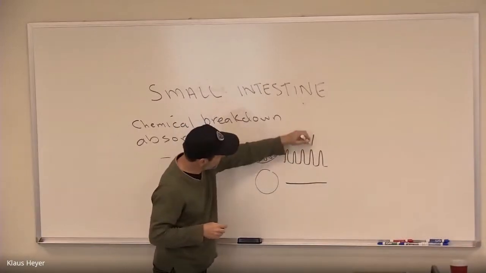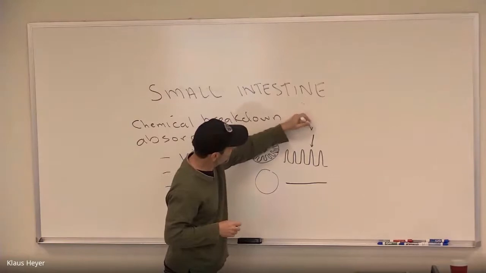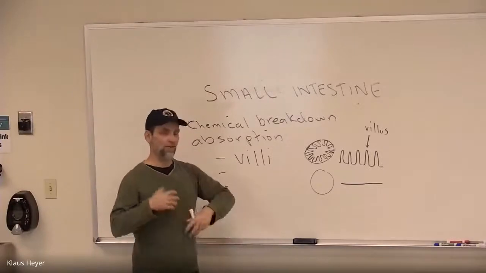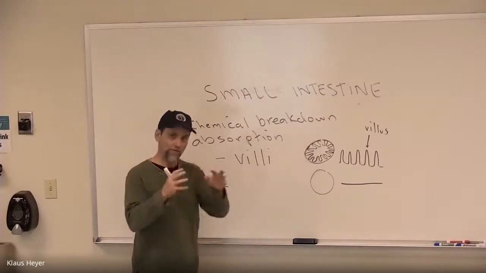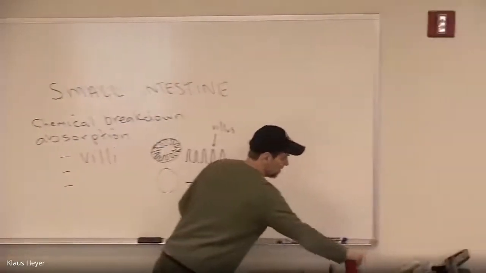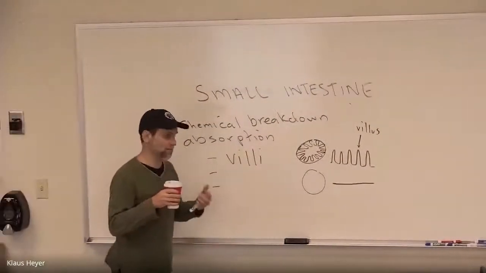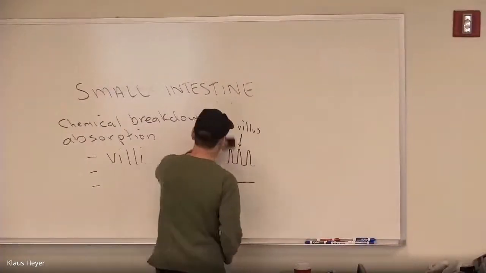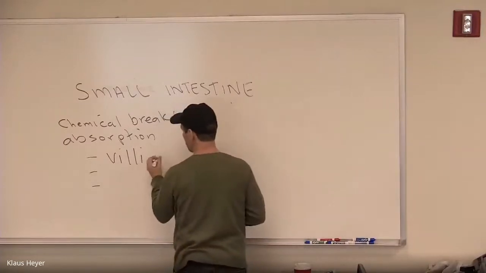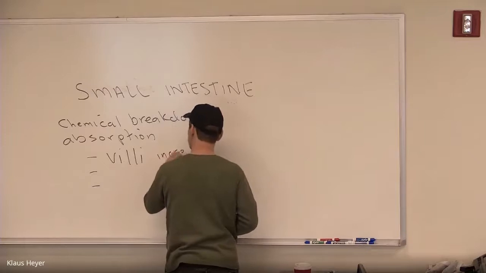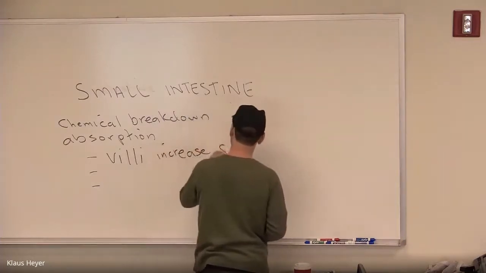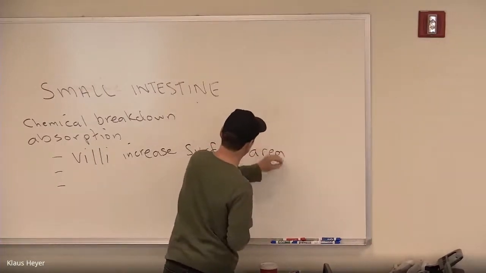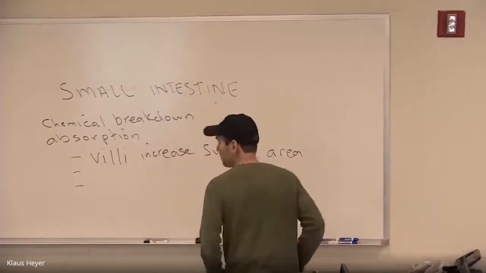So these are, that's the villi, or villus for singular. Right, so the small intestine has those little fingers inside them, and that's one way it can absorb things better. So for villi, I'm going to put increased surface area. You might not be able to see all of it, just write it down though. So villi increase the surface area.